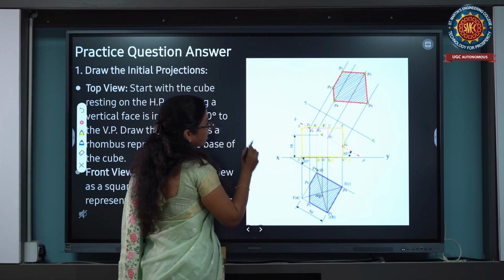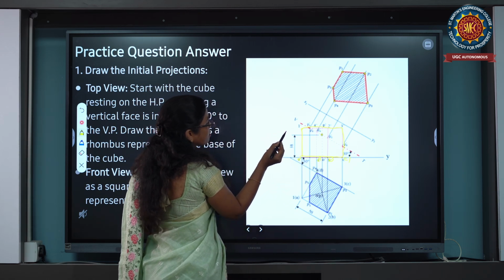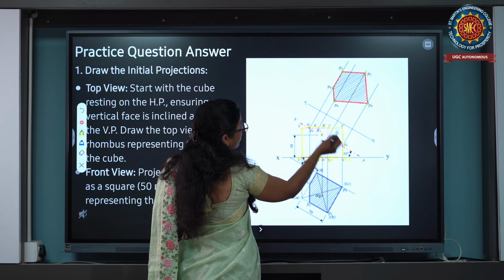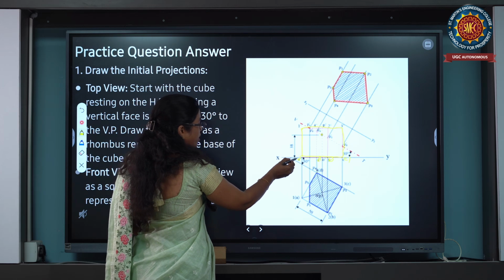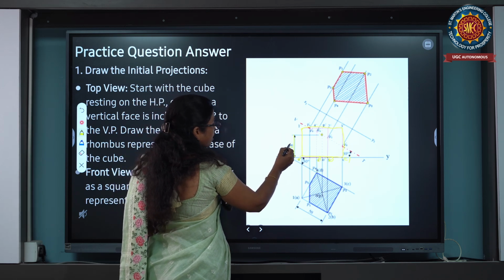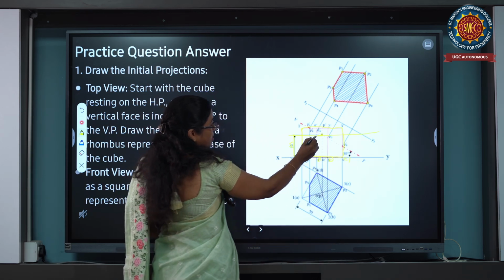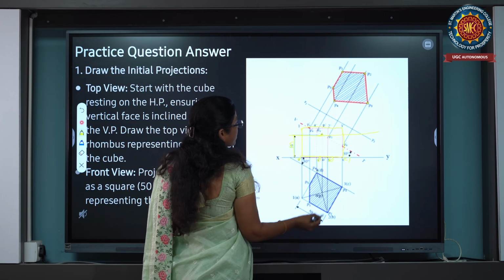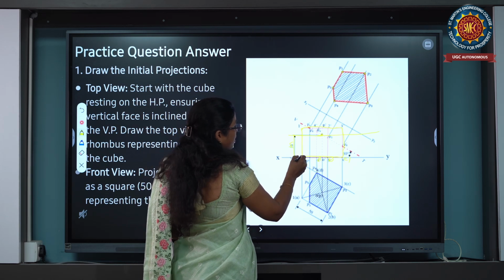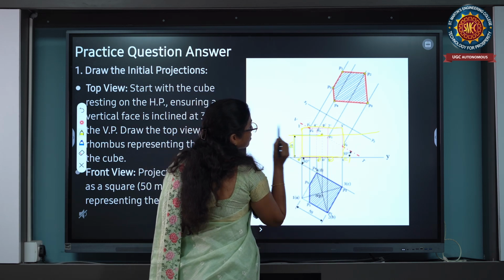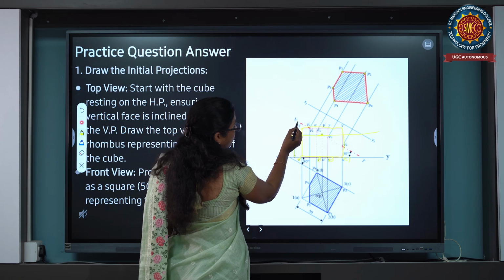Then here we are using a section plane. That section plane is 35 mm above the HP and inclined 45 degrees to the HP. Here measure the distance above, 35 mm, and draw one line parallel to the XY line, and then set the protractor here at 45 degrees. Otherwise, if you take 45 degrees elsewhere, it will not pass through this distance. Because of that, you need to take 45 degrees at this point and draw the section plane.